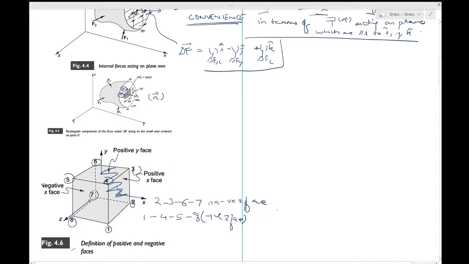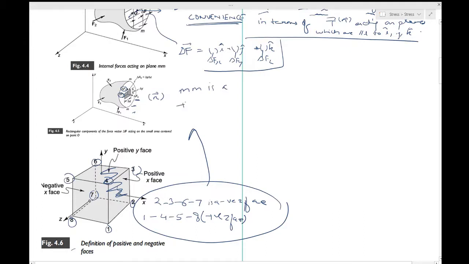Now with this knowledge, can you think of the face over here is a positive X face? Okay, because the outward normal of it is along the same direction as the positive X axis. So hence it is a positive X face.